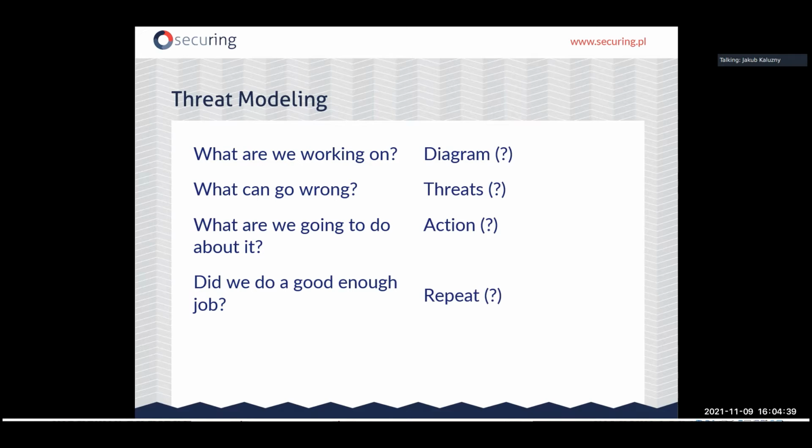So usually a lot of threat modeling methodologies will create a diagram to talk about what are we working on, right? It could be a story, it could be a list of functions, but we usually end up with a diagram, right? Then what can go wrong? This is usually a list of threats. Sometimes they are attached to the elements in the system, attached to the elements on the diagram. But generally, this is a list of threats.